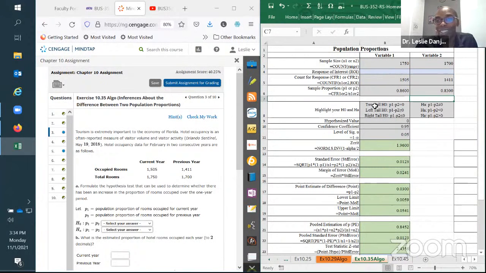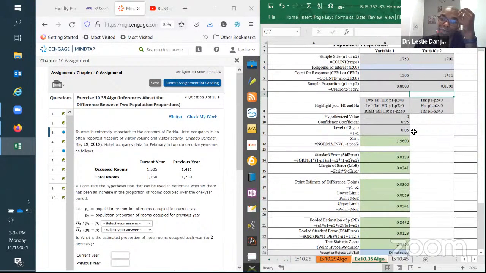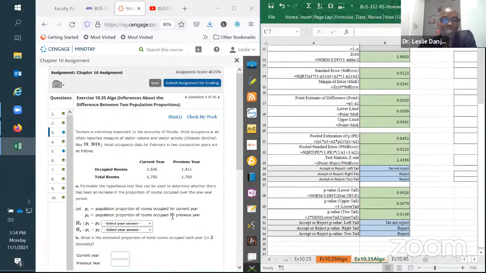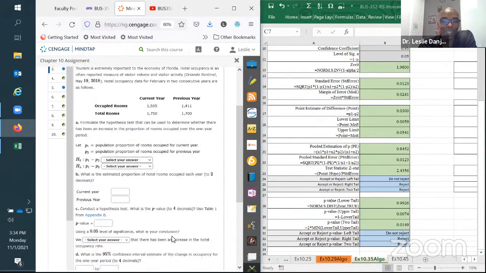So then the question is, is 0.86 or 86% statistically different from 83% using this sample information that we have up here? If I scroll down, if it's a two-tailed test, yes, they are statistically different. I will reject the null hypothesis. In this example, you guys can figure out, is this a right tail, left tail, or two-tailed test? I'm gonna let you do that.